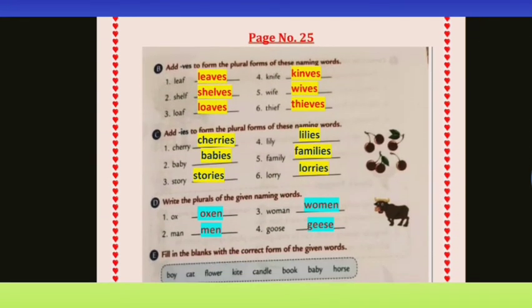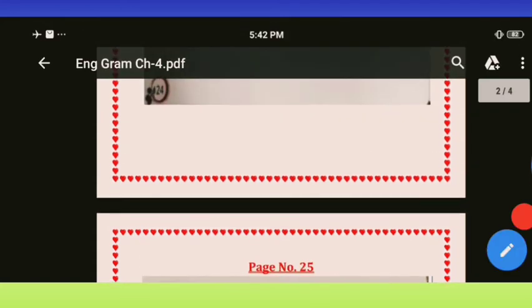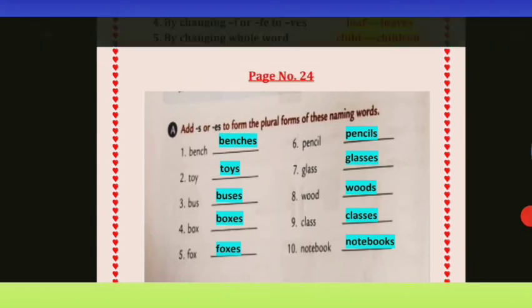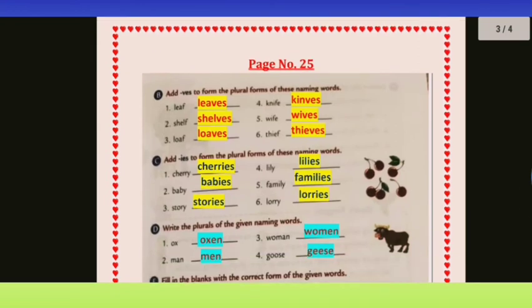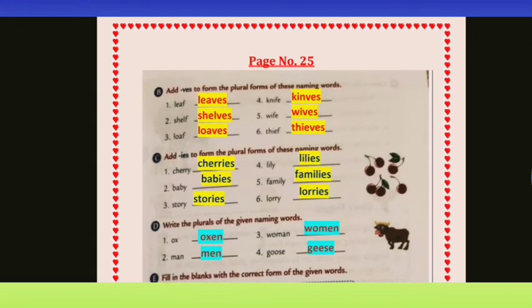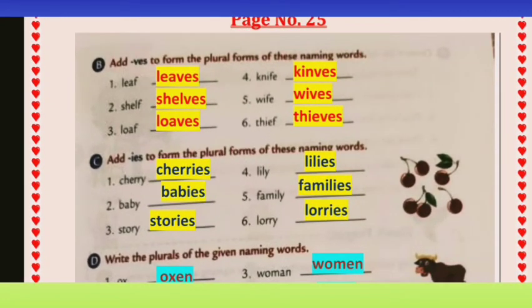Come to the next page, number 25. Exercise B. Add ves to form the plural forms of these naming words. Students, they are already telling us in the question how we have to make the plural form. In the first question, part A, they told us that we have to add s or es. But now on page number 25, they have already told us that we have to add ves to make it a plural form. Let's see. First is leaf. Leaf is ending with the letter F. F is there in leaf at the end.